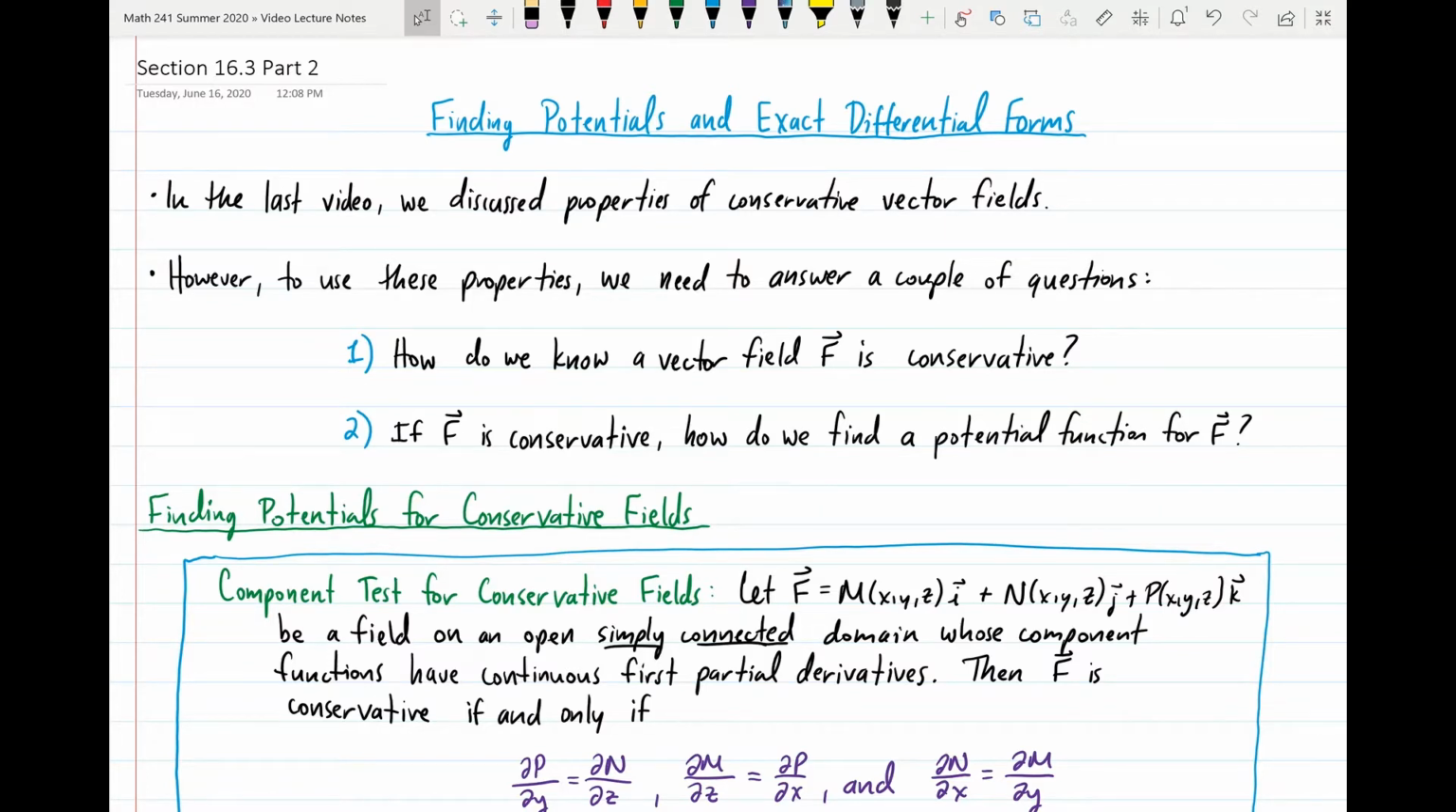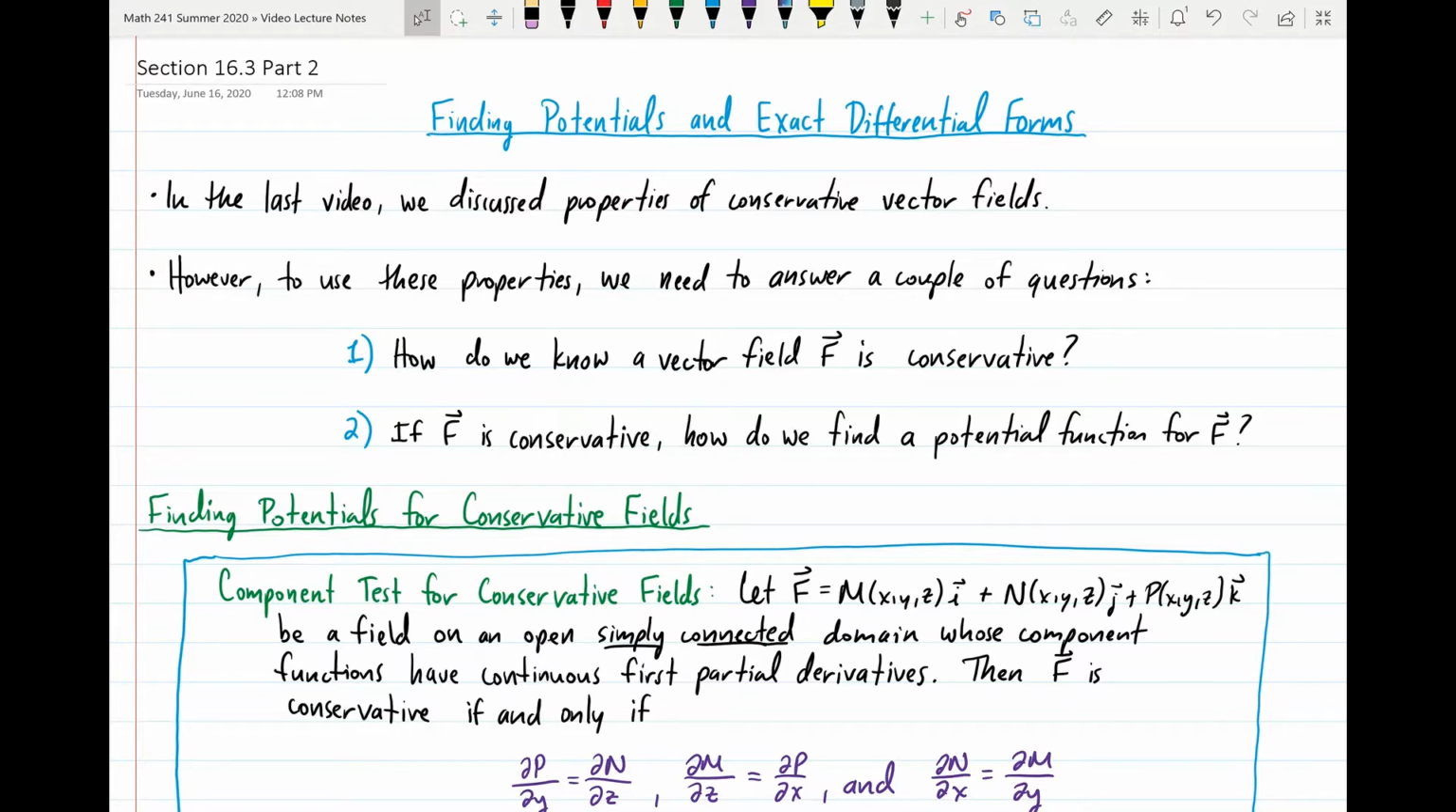So at the end of the video for the last section, there are a few questions that are now raised. We brought up theoretically the notion of a path-independent line integral, as well as the notion of a conservative vector field. But even if we can determine that a vector field is conservative, the question is, how can we find a potential so that we can use the theorems that we developed in the last section? And ultimately, that's the goal of this video.